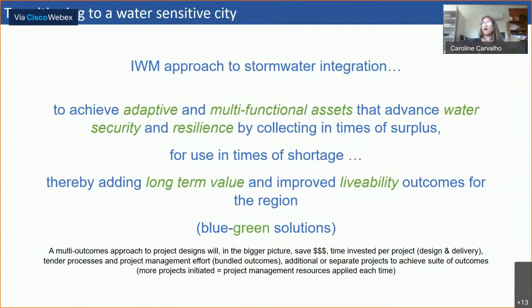So our IWM approach is looking, and this is across the sector, across the industry, how do we create adaptive, multifunctional assets with one small land footprint? Land is at a premium, we know that. How do we create water security and resilience in our urban centres, and how do we build that long-term and livability outcomes by using blue-green infrastructure? I won't go into the detail at the bottom of the slide. You'll get these slides and you can read it in more detail when you've got time.